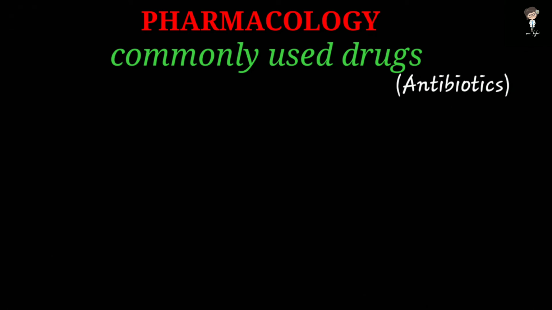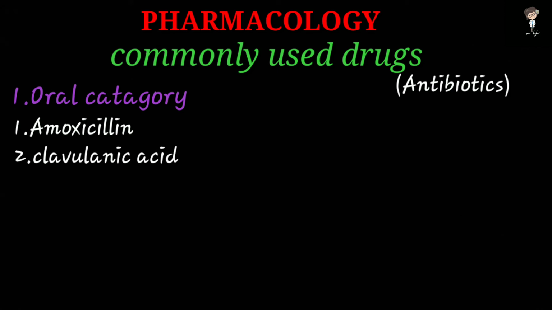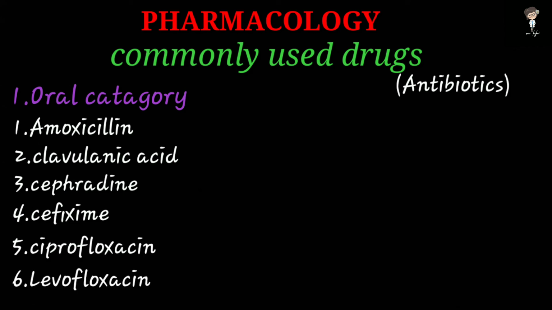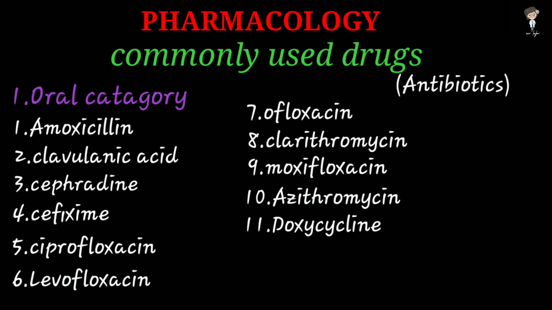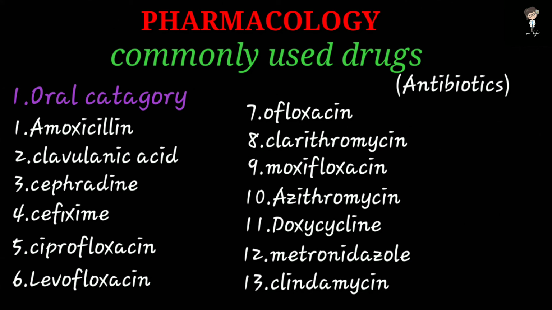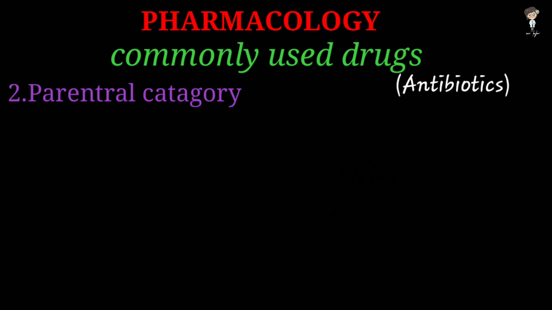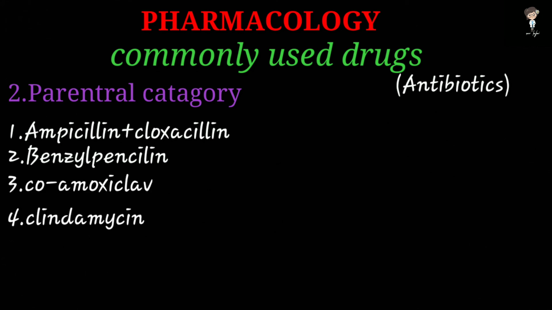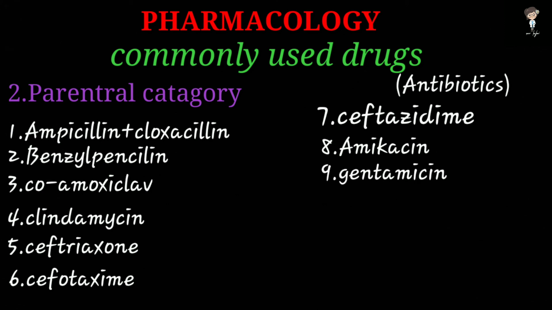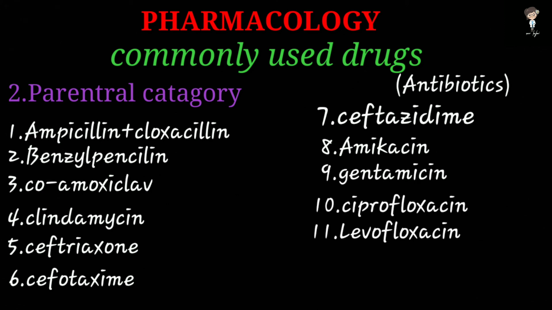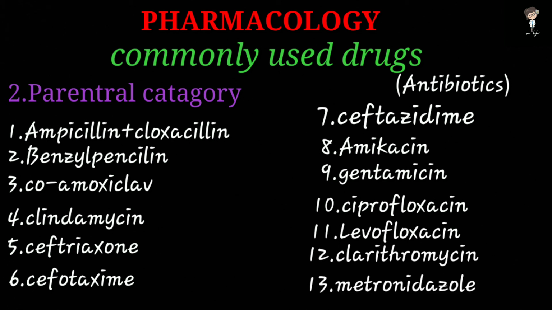For antibiotics, it's divided into 2 categories. First is oral category, having 13 drugs which are named as amoxicillin along with clavulanic acid, cefradine first generation, cefixime third generation, ciprofloxacin, levofloxacin, ofloxacin, clarithromycin, moxifloxacin, azithromycin, doxycycline, metronidazole, and clindamycin. While parenteral category of antibiotics include 13 drugs which are named as ampicillin plus cloxacillin, benzylpenicillin, co-amoxiclav, clindamycin, ceftriaxone, cefotaxime, ceftazidime, amikacin, gentamicin, ciprofloxacin, levofloxacin, clarithromycin, and metronidazole.